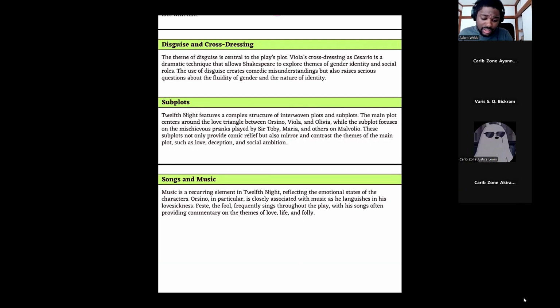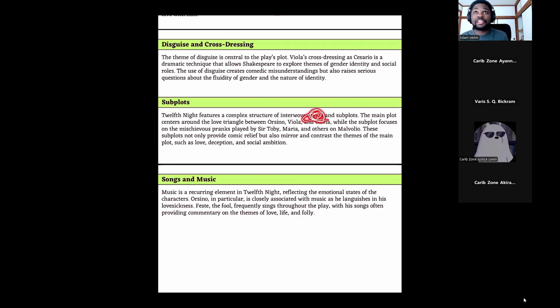Yes, sir. Okay, of interwoven plots and subplots. Do you know what these mean? Plot and subplot? Or the main problem or event that is supposed to happen, events that happen leading up to the bigger events. So the subplots. Not really leading up to, but this is like the main storyline.